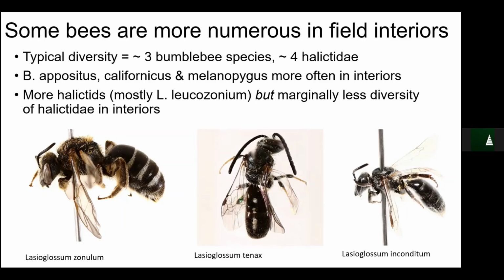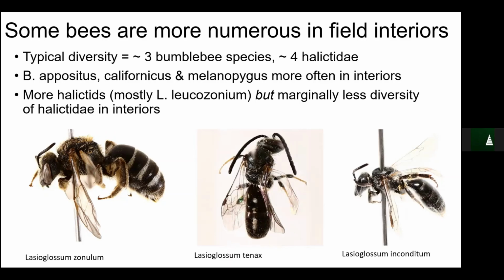The 3 species of bumblebees, Bombus appositus, Californicus, and Melanopygus, we did see these more often in field interiors, in comparison to those common bumblebees I talked about a little bit earlier, which were generally found almost everywhere. They didn't seem to show a preference, but these 3 species seem to occur more often in the interiors of fields rather than on the edges.